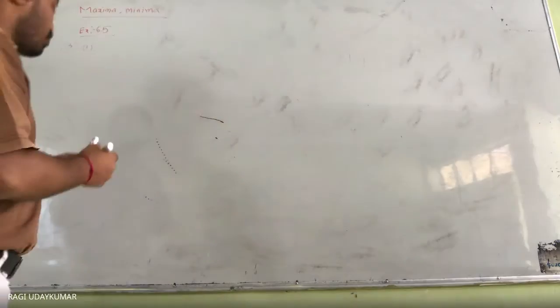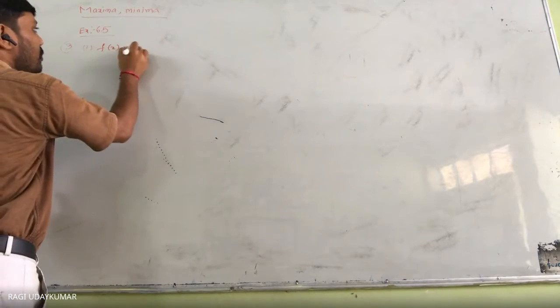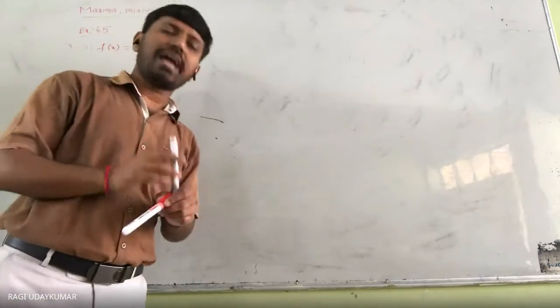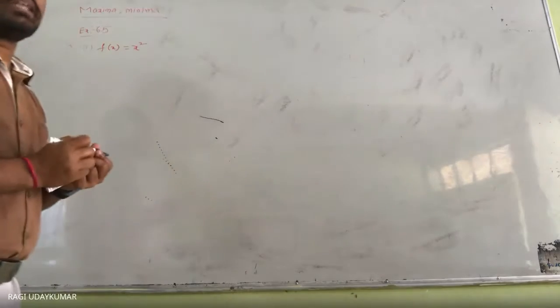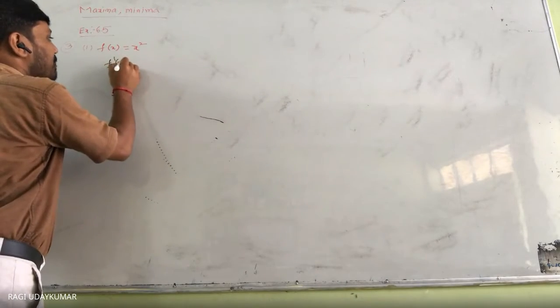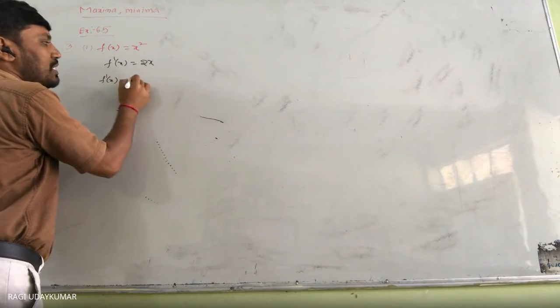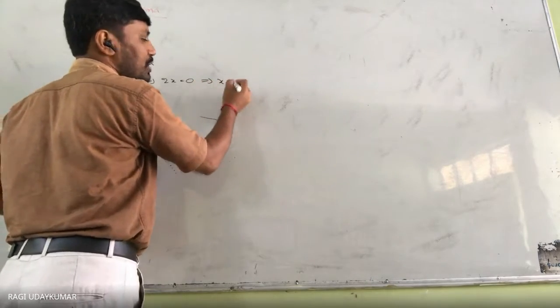Okay, so now the question is given to you here. First question: f of x is equals to x square. First what we have to do is apply the second derivative test, so that we get the local maximum or local minimum. F dash of x is equals to 2x. So f dash of x is equals to 0 implies 2x is equals to 0. This implies x is equals to 0.